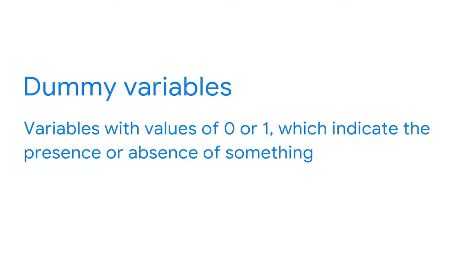There are several ways to change categorical data to numerical. In this video, we will focus on two common methods: creating dummy variables and label encoding. One way to work with categorical data is to create dummy variables to represent those categories. Dummy variables are variables with values of 0 or 1, which indicate the presence or absence of something.